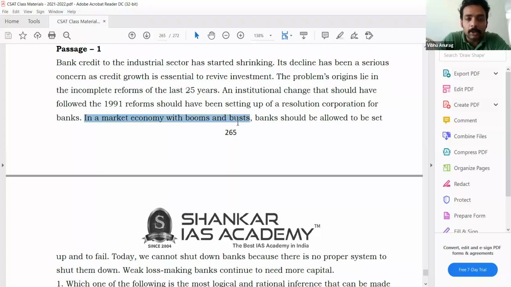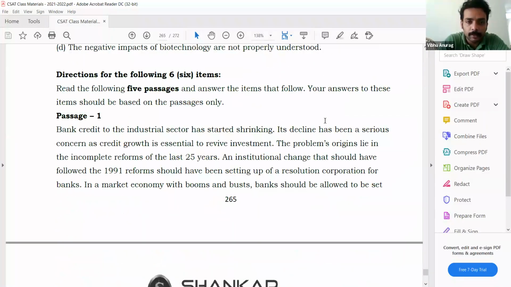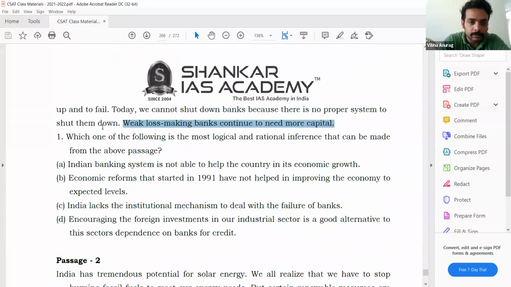Then he says in a market economy with booms and busts, a boom is a sudden rise and a bust is a sudden fall, banks should be allowed to set up and to fail. Today, we cannot shut down banks because there is no proper system to shut them down. Weak loss-making banks continue to need more capital. This is the problem he is highlighting in India. And then they're asking us for an inference. So what can we infer from this passage?